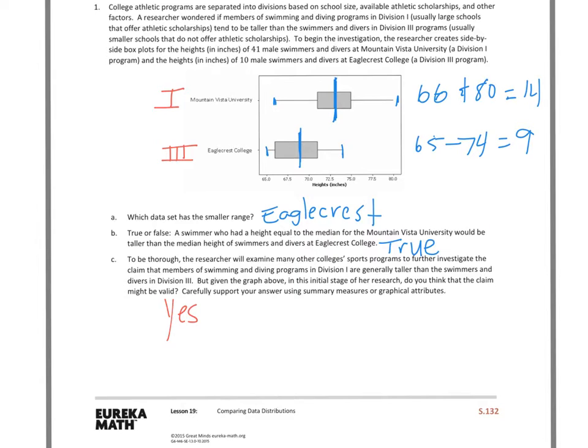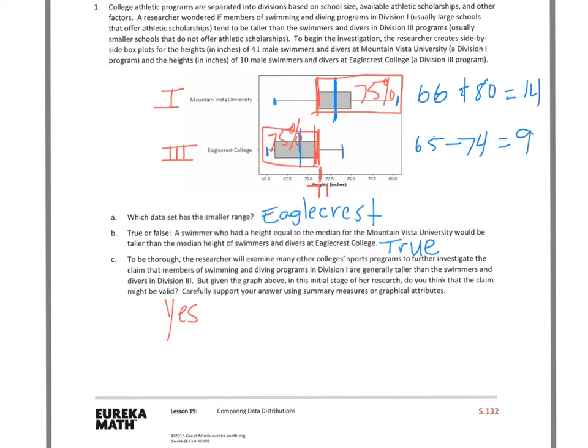My thought is that 75% of Division 1, or Mountain Vista, is about 71 or higher, and 3/4 or 75% of Eagle Crest are less than that same value of 71 or 72, whatever we say. So 75% of Mountain Vista swimmers and divers are much taller than the 75% of Eagle Crest College. At a given point, we can look at it and say that at 71, I don't know the exact amount, but at 71, it looks like 75% of Mountain Vista is taller than that, and 75% of Eagle Crest are shorter than that.